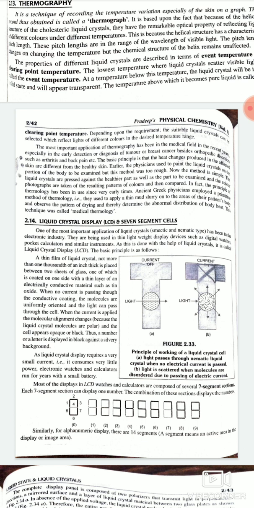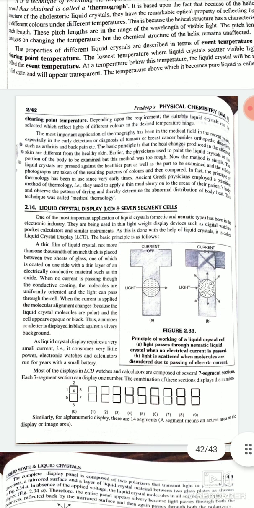Now the next topic is liquid crystal display, that is LCD, and 7 segment cells. One of the most important applications of liquid crystals, smectic and nematic type, has been in the electronic industry. They are being used in thin, lightweight display devices such as digital watches, pocket calculators and similar instruments. As this is done with the help of liquid crystals, it is called liquid crystal display, LCD. The basic principle is as follows.